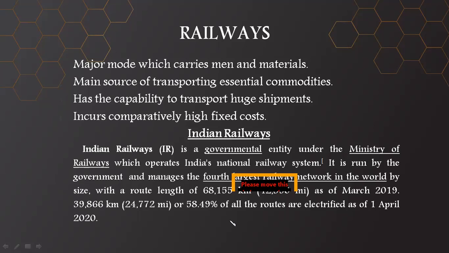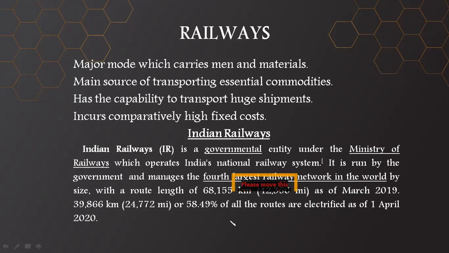It has the ability to transport huge shipment. Shipment क्या होता है? Shipment means the goods which we have to move. In some places, like when we are moving it through airways, we call it cargo also. So it is also known as shipment. And comparatively, it incurs higher fixed cost.